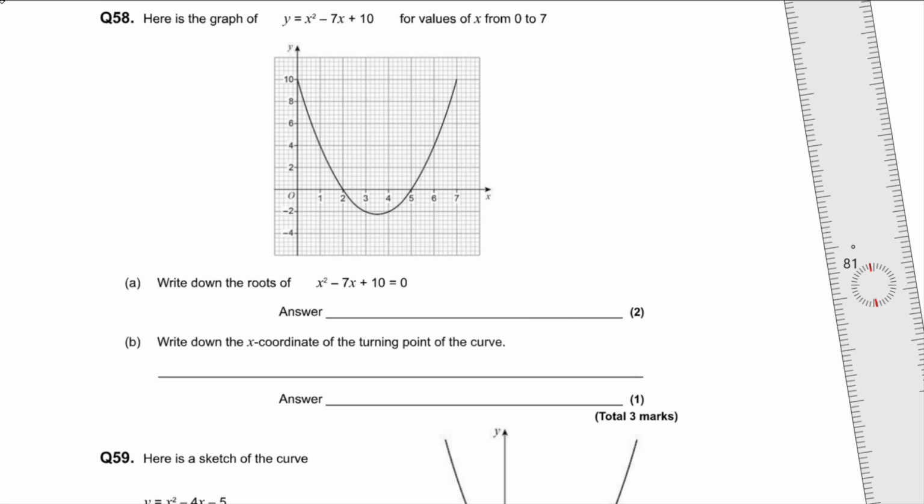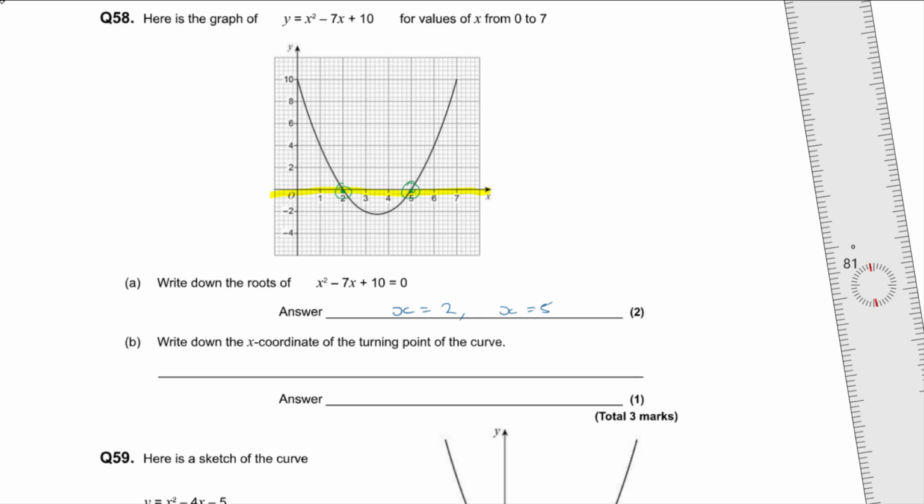Oh, phew, they've drawn this one for me. So here's the graph of y equals x squared minus 7x plus 10 for the values of x from 0 to 7. Write down the roots of x squared minus 7x plus 10. Now, the roots are just where the graph passes through the x-axis. So it's going to be at that point there, 2, and at that point there, 5. So the roots of this equation are x is equal to 2 and x is equal to 5.